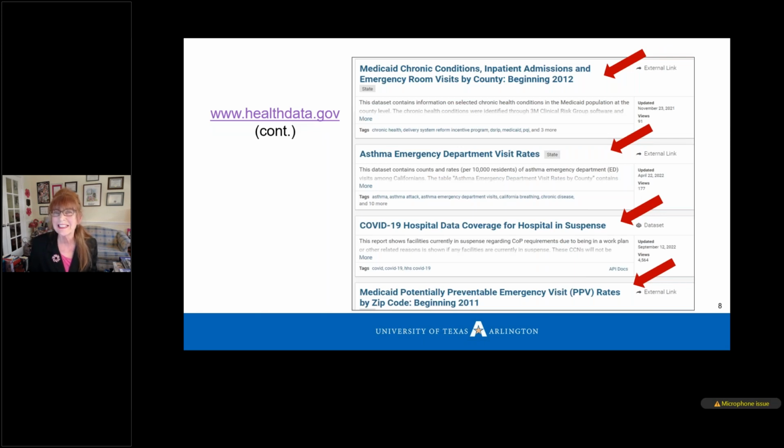Medicaid, chronic conditions, inpatient admissions, emergency department visits, and county by county. Again, it's them taking the information they have and turning it back to us as researchers and providers to mine that information and learn about our area. Asthma, emergency department visits. These are just some examples. There are plenty of COVID data sets and repositories there as well in terms of hospital coverages and so forth. And then the Medicaid potentially preventable emergency visits. Those are some of the more common ones.